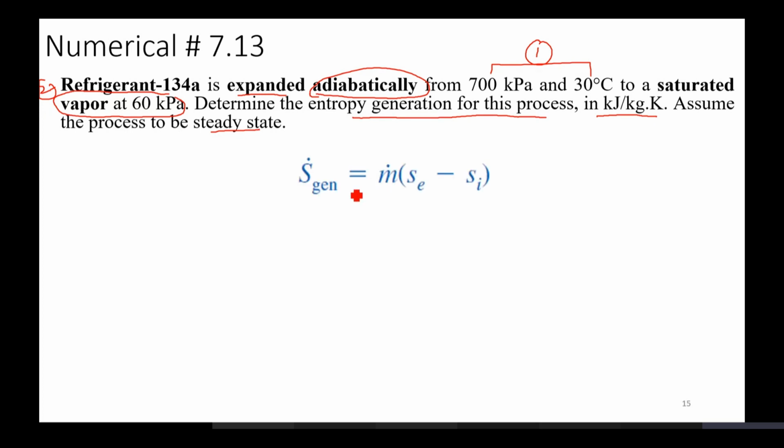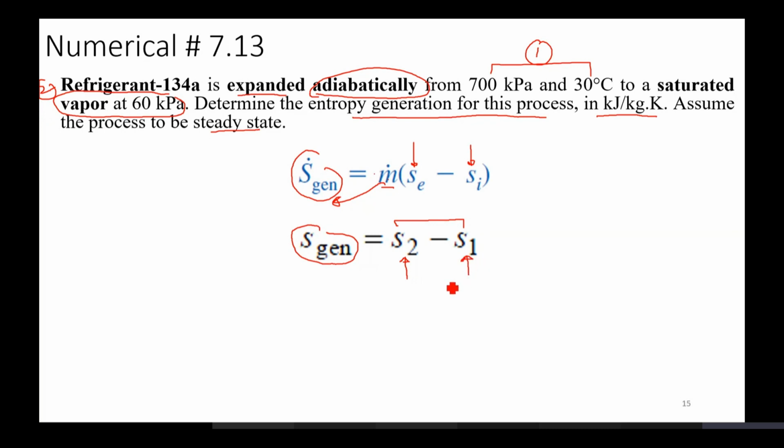So when you have a steady state process, S dot gen is essentially equal to the mass flow rate multiplied by the entropy that is exiting the system minus the entropy that is entering the system. Since the mass flow rate is constant, you can divide S dot gen by the mass flow rate, and this would become small s gen, that is entropy generated in kilojoules per kg per Kelvin. And this would essentially be equal to S2 minus S1, the entropy of the fluid which is exiting and the entropy of the fluid which is entering.